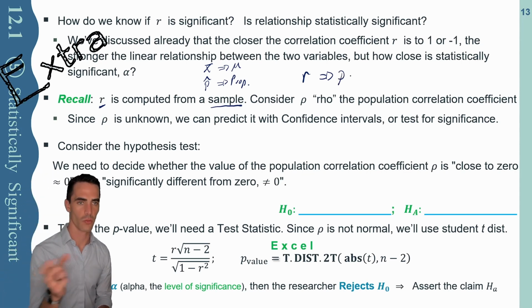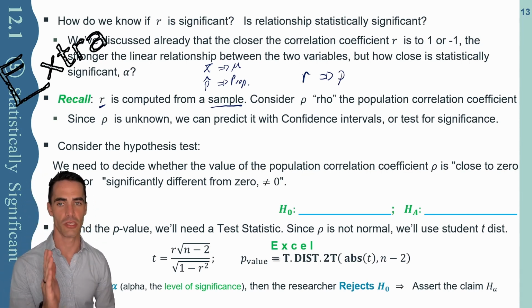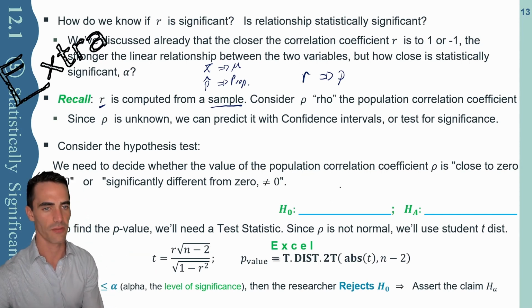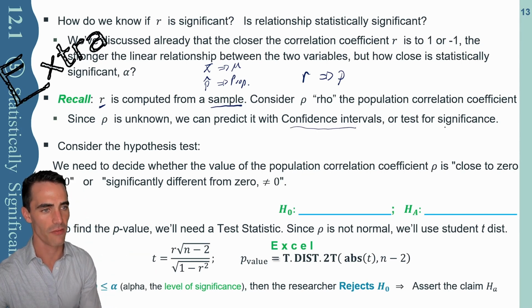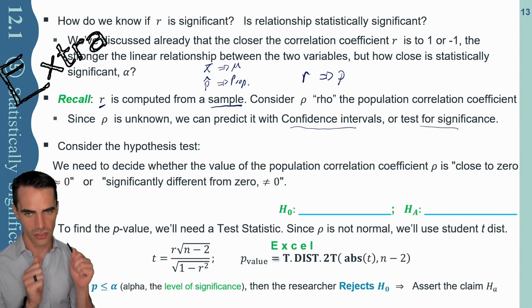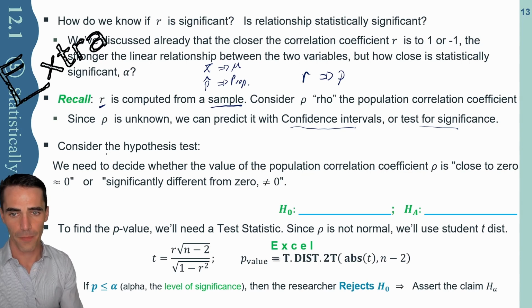This Greek character rho is going to represent how the populations are correlated together. And we'll use it to predict and test for significance just like we did in the past, with confidence intervals and tests for significance. Let's isolate on just the hypothesis test for now.